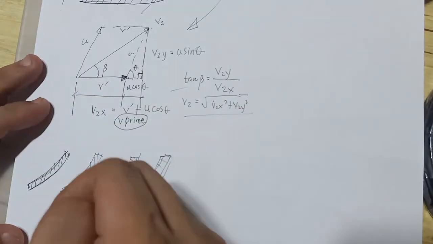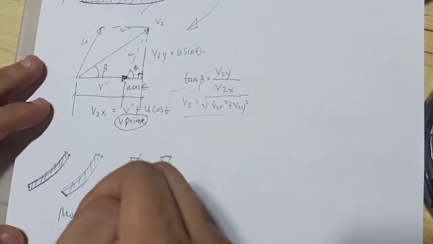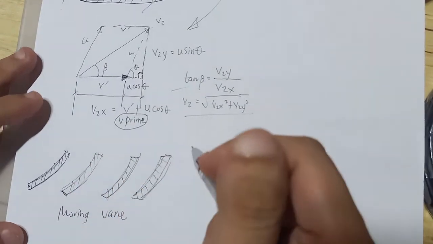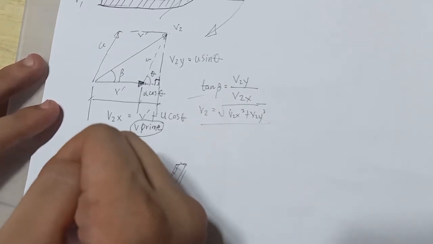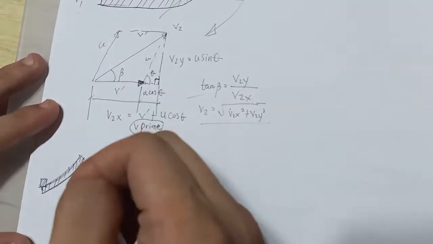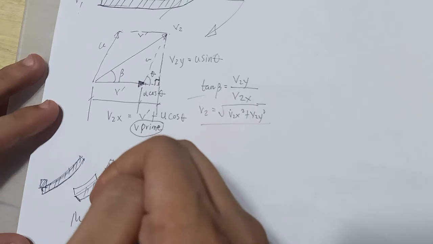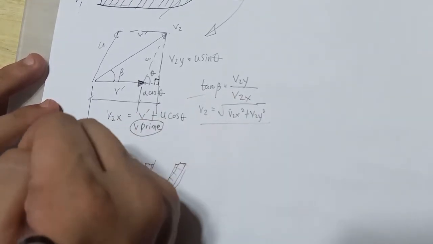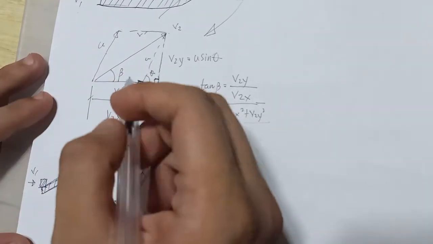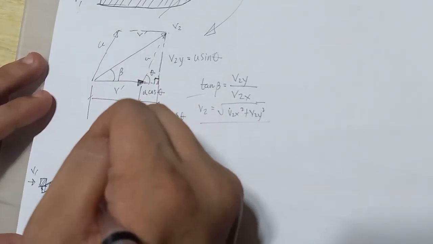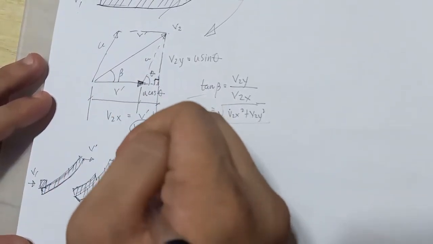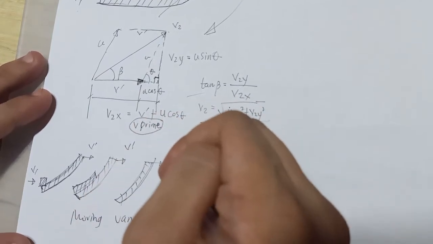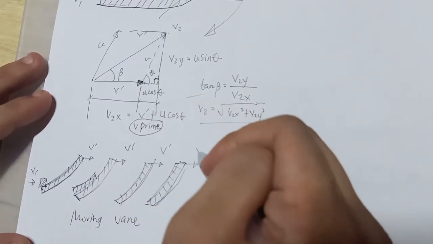And there are no moving vane. If this is the first one, second jet, which is the first one is V sub 1. So meron tayong V prime, V prime, V prime, V prime.